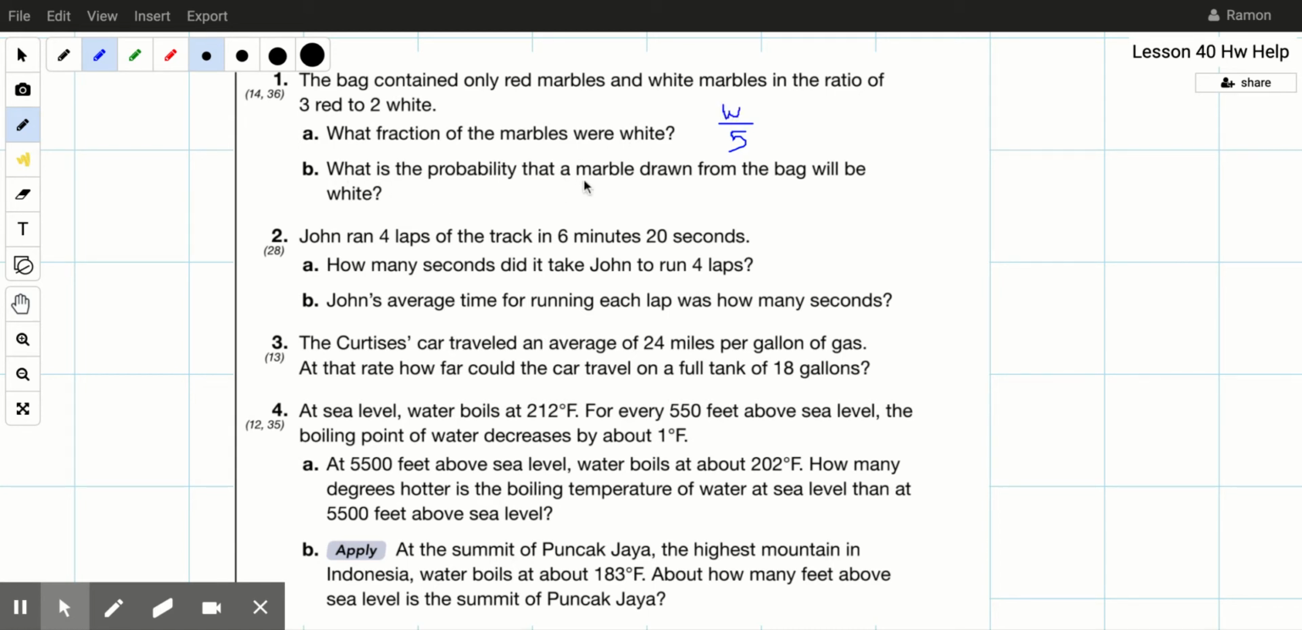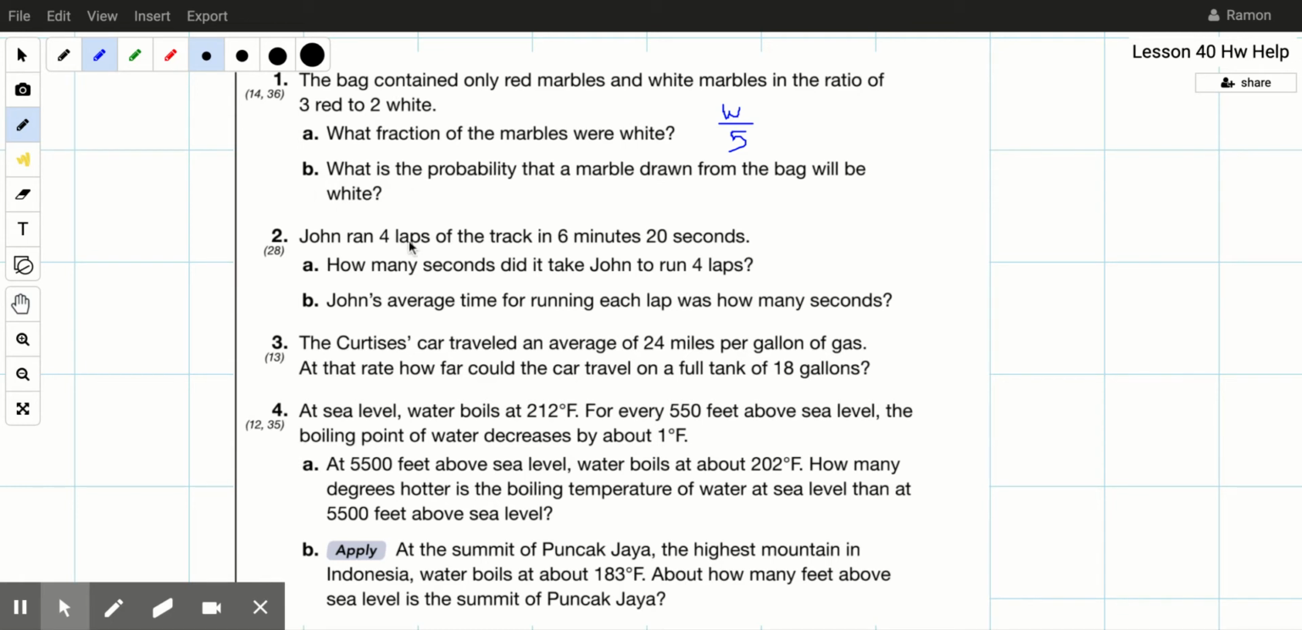For B, what is the probability that a marble drawn from the bag will be white? Well, the probability is going to be exactly the same as the ratio for white marbles to yellow marbles. So if you look at number 1, A, that fraction is actually going to also be the probability as long as they're both simplified.